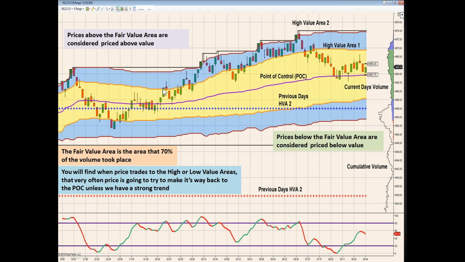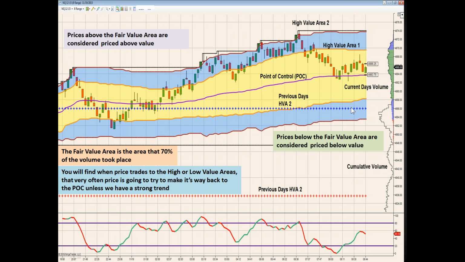We're looking to take a break of the fair value area, outside the fair value area here, our high value area here. We can take a buy at a break of the value area here. We can take a short on the break of the low value area here and here. We can do the same around the point of control. I'm not too much of a fan of taking trades around the point of control because price very often gets stuck there. We can take the breaks of the previous day.